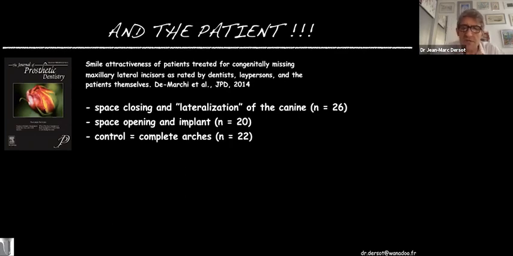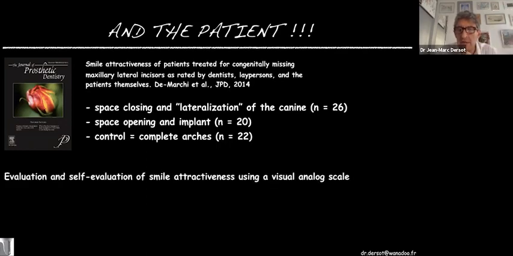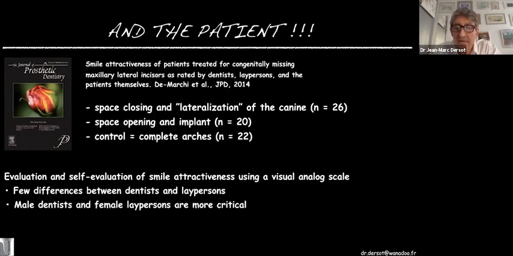The first one is closing the space and transforming the canine into lateral. The second group is opening the space and inserting an implant. And the third group is complete arches. And photos are given to dentists, lay persons, that means persons that are totally out of the dental world, and patients themselves. And they ask those three families of people to evaluate the smile attractiveness using a visual analog scale on photos and photographs of dentures. So there is little difference between dentists and lay persons. Male dentists and female lay persons are more critical.